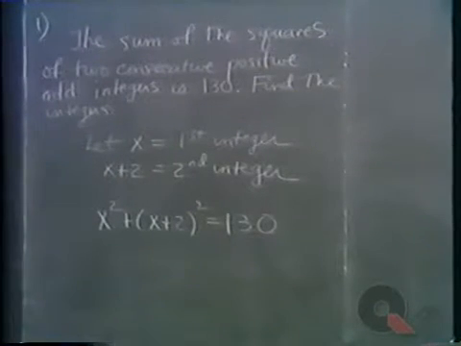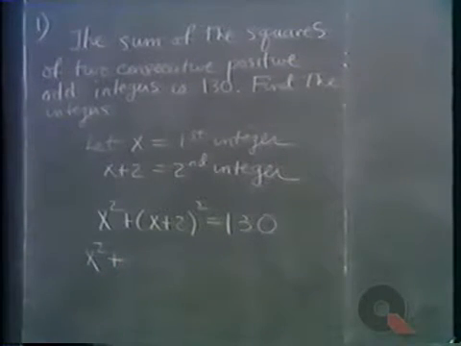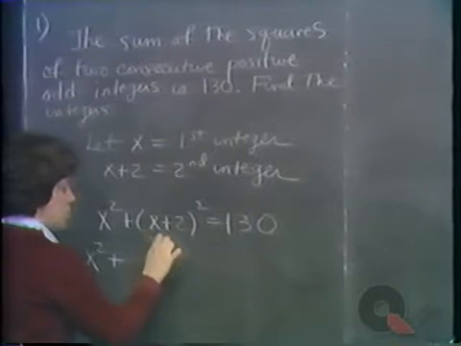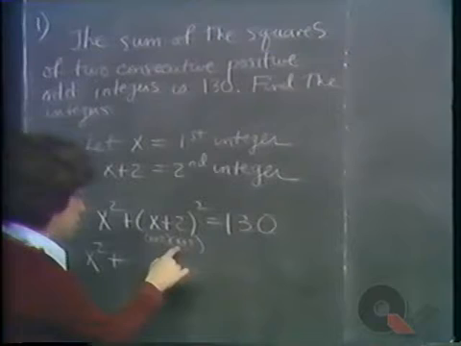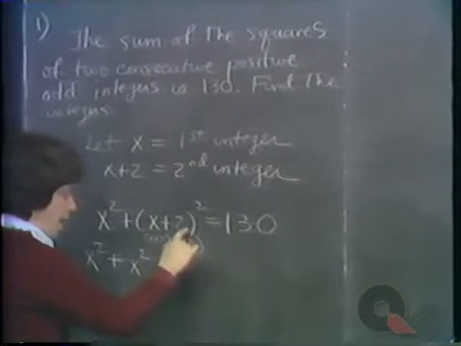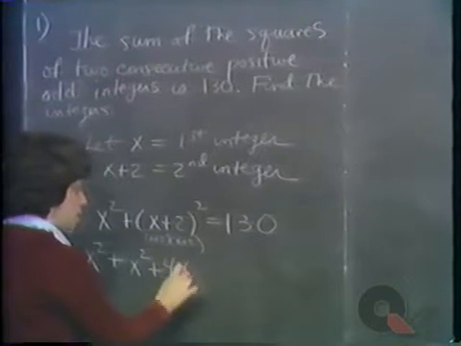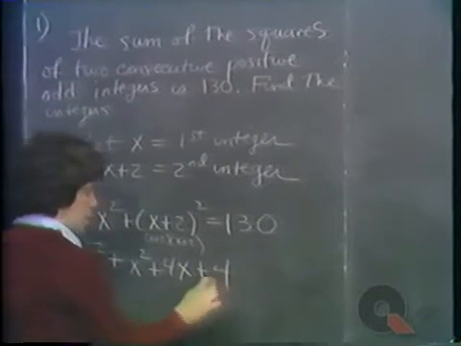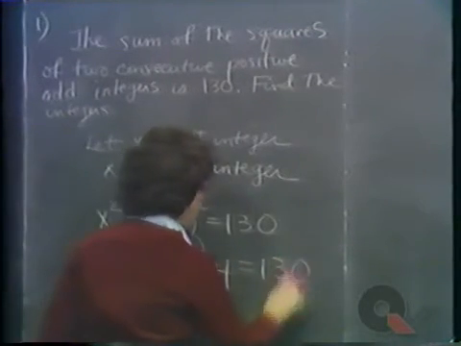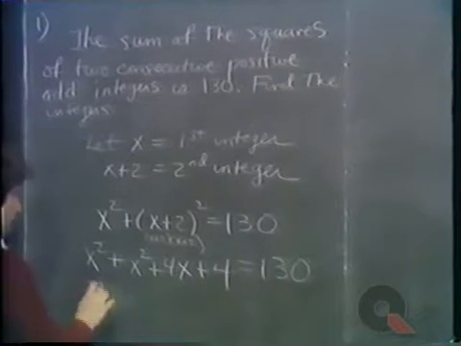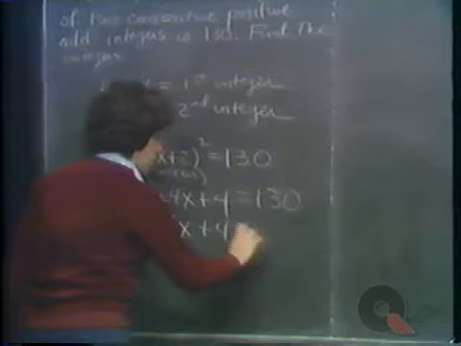Okay, now let's work this out. x squared plus, now x plus 2 squared is x plus 2 times x plus 2. Using the FOIL method to expand this, first times the first, x squared. Outer gives you plus 2x, and inner gives you plus 2x, that's plus 4x. Last gives you plus 4. First, outer, inner, last, equals 130. Or 2x squared plus 4x plus 4 equals 130.